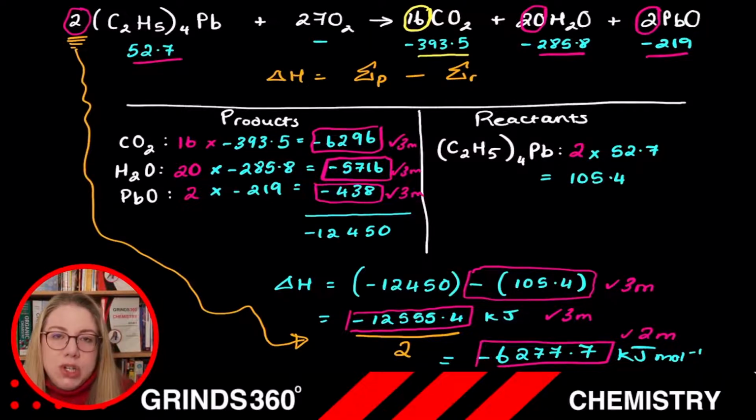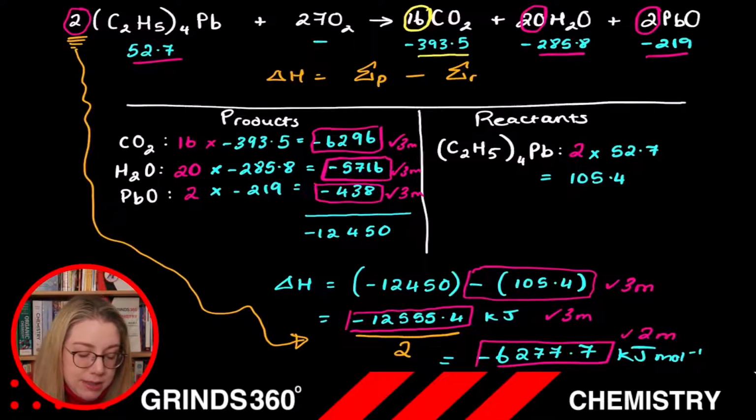If the question had just asked you to work out the heat of reaction and it didn't mention 1 mole, then your answer would be minus 12,555, because that's based on the balanced equation. However, if the examiner ever asks you to work out the heat of combustion or the heat of reaction for 1 mole, then you have to take your number that you've just worked out and divide by the number in front in the balanced equation of the thing that combusted.